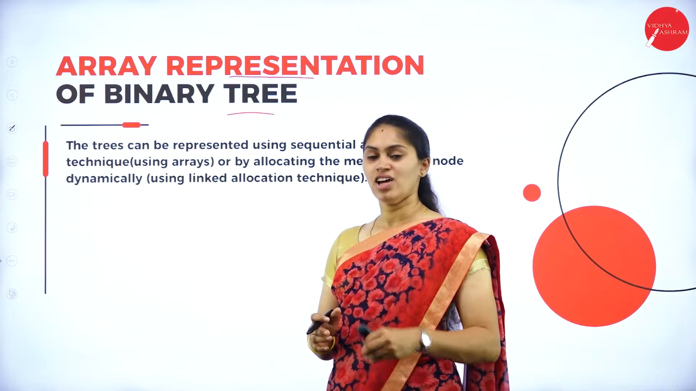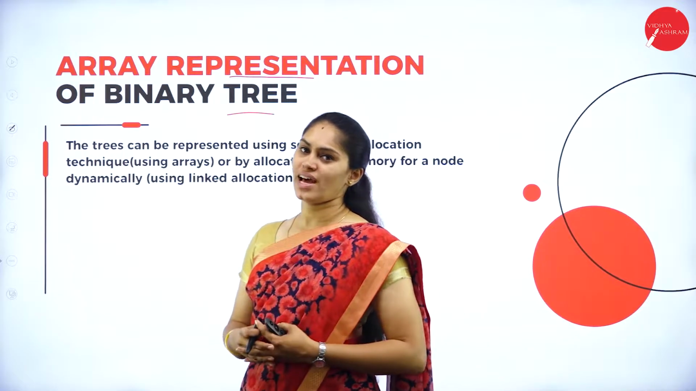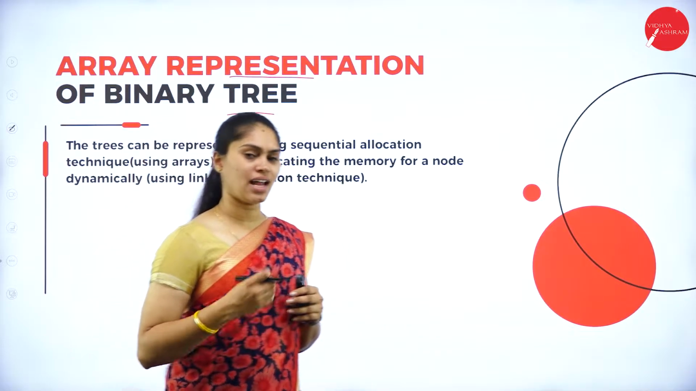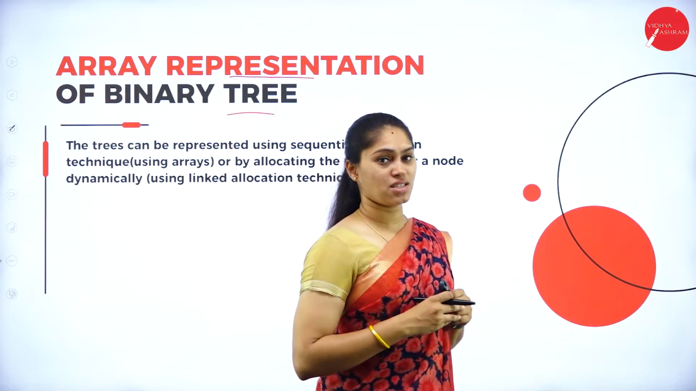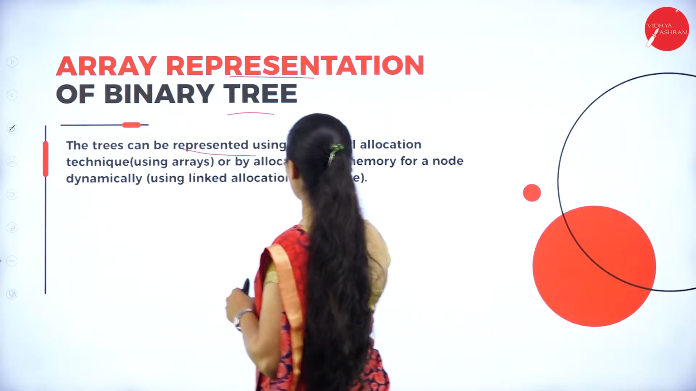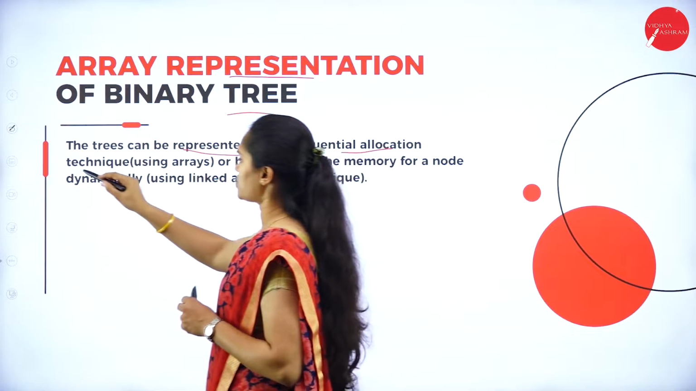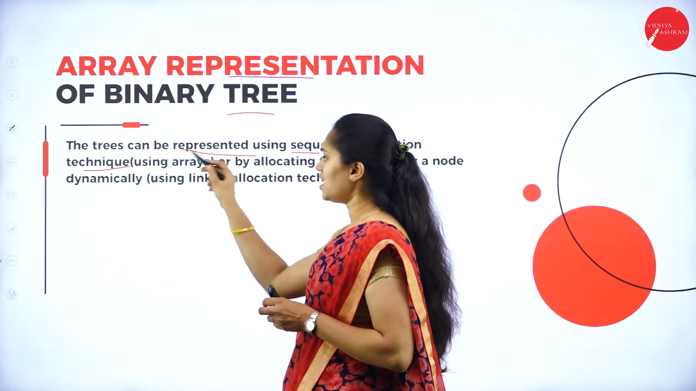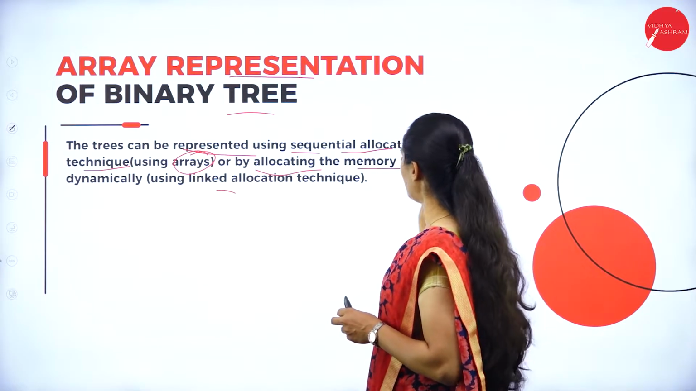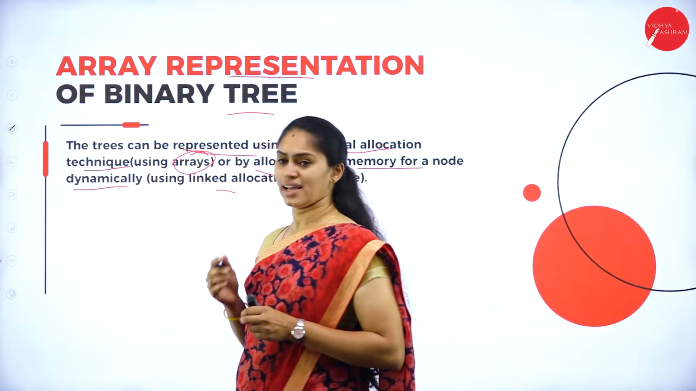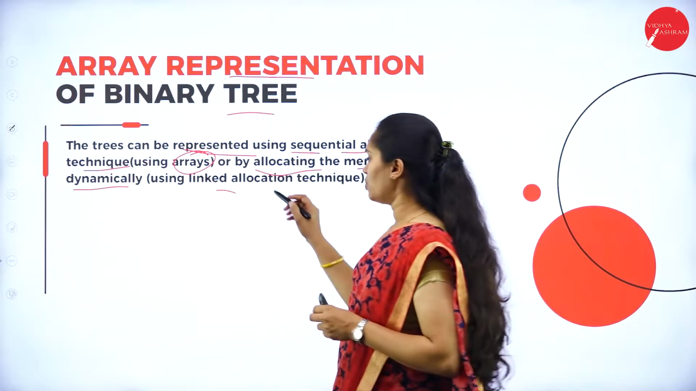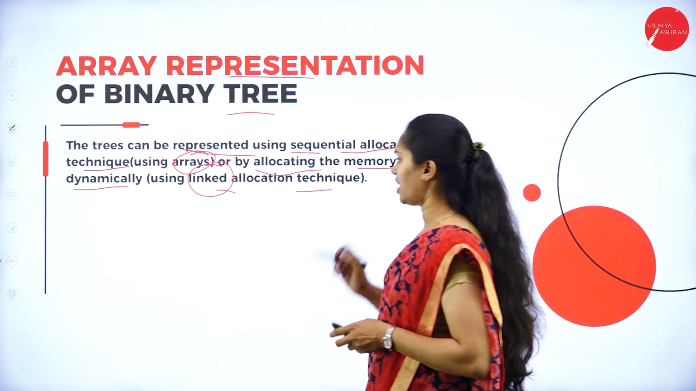A binary tree is a tree which is going to have nodes as well as edges or branches that will be connected to each other. It can have 0 nodes or a maximum of 2 children for each node. The trees can be represented using the sequential allocation technique. If it is sequential, then I can say that as arrays, or by allocating the memory for a node dynamically. So I am allocating a memory space and we are representing it with the help of this linked allocation technique.